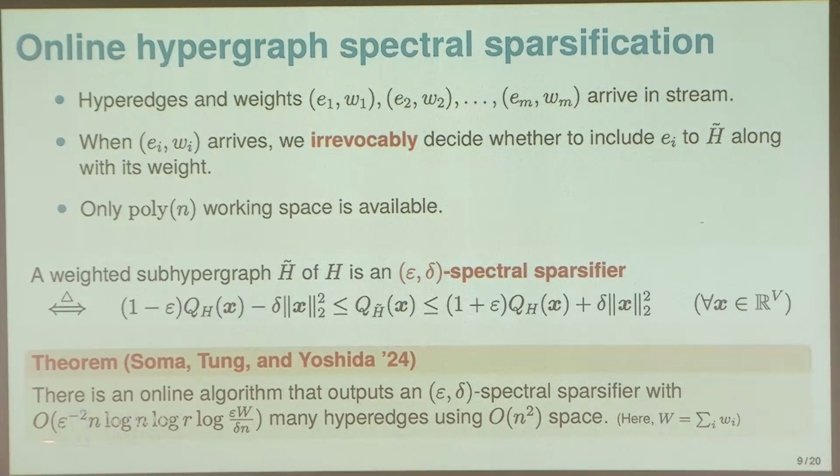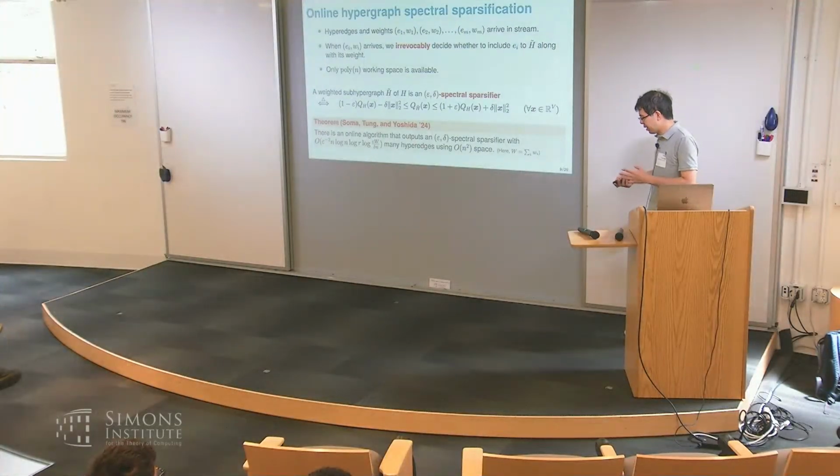And here, the bound is basically, you can ignore these log n log r, but basically n times log W. And W is the total weight of hyperedges. Wait, so is that n squared bits or n squared words? And if it's words, what's the word size? Because basically, we keep weighted graphs, so n squared words. Okay, and each word will have log weight.